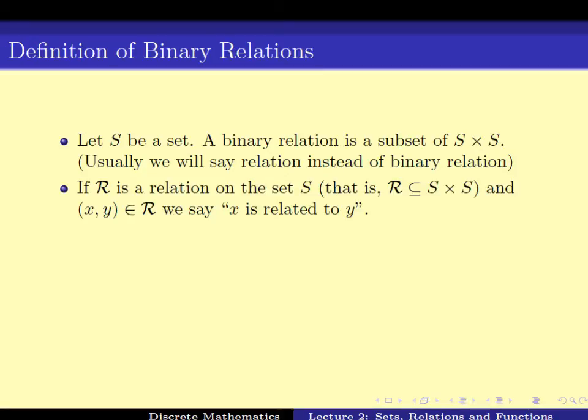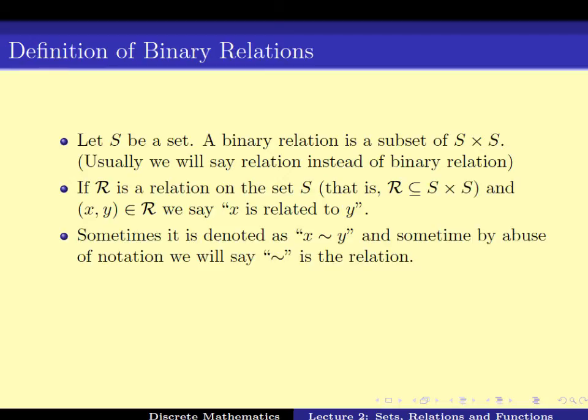So if R is a relation on the set S, that means R is a subset of S Cartesian product S, and if the ordered pair (x, y) is in this R, we say x is related to y. Sometimes we denote the relation with a tilde notation, and this is used to say that x is related to y.